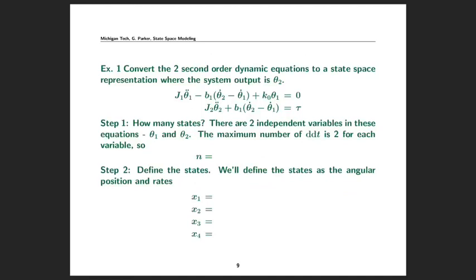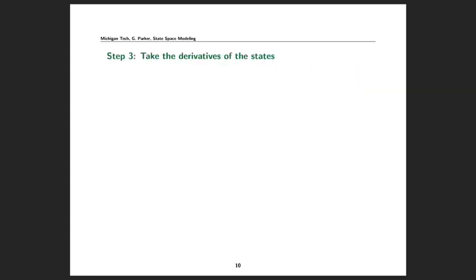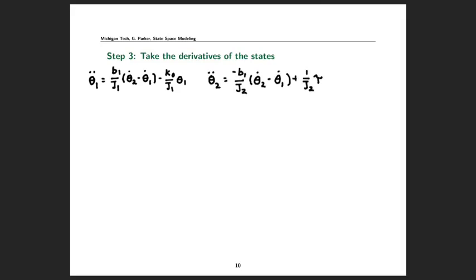So let's beat on this example that we saw an answer to a few moments ago. If we look at our dependent variables, theta 1 and theta 2, it has a couple derivatives of each. So n is going to be equal to 4, and this is one legitimate definition of the states. There's an infinite number of ways of doing this. You can do it incorrectly, and we'll cover that in another video. Now you just take the derivatives of those states. First, I'm just going to rewrite the equations from the previous page, where I've divided through by J1 and J2. So that's exactly what we had on the other page.